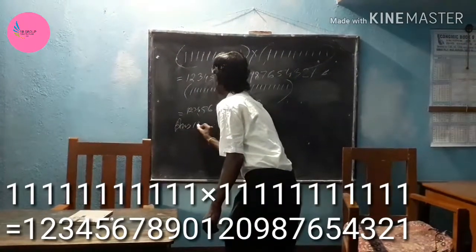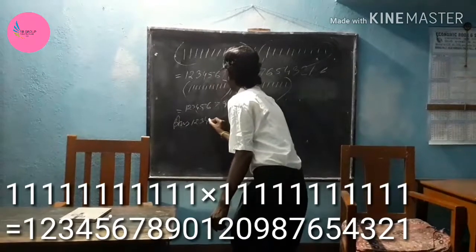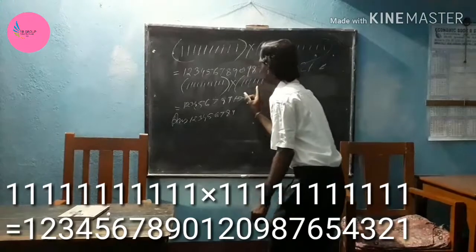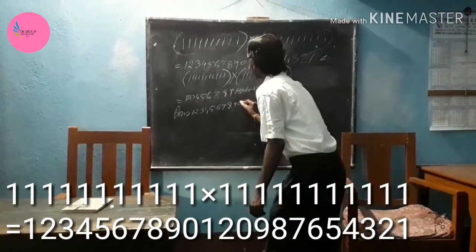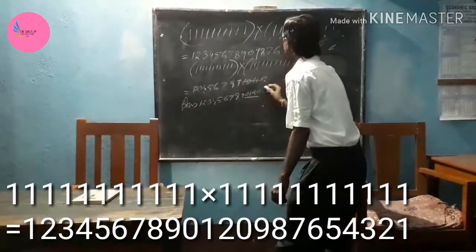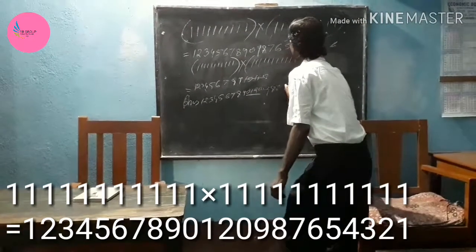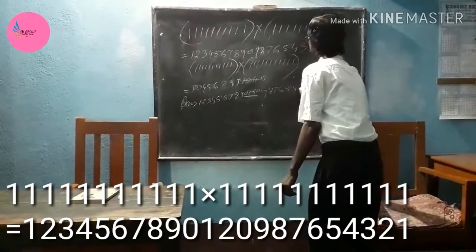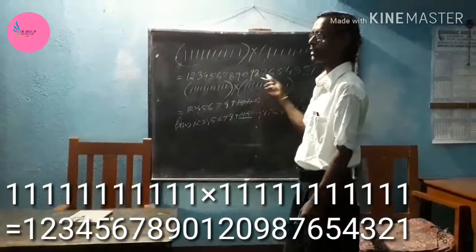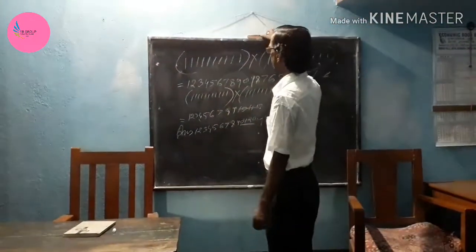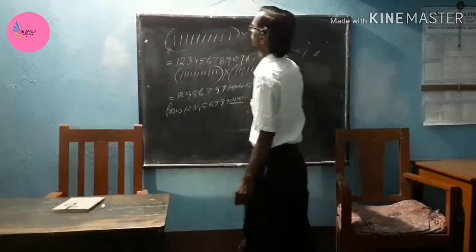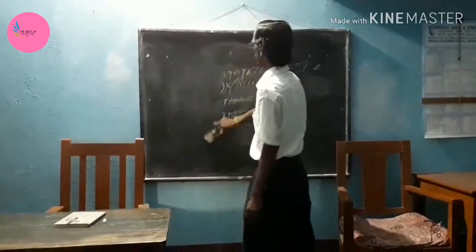1, 2, 3, 4, 5, 6, 7, 8, 9. After that, what will you do? 0, 1, 2, 0. This is the most important. And after that, 9, 8, 7, 6, 5, 4, 3, 2, 1. The answer comes out. I think you understood it very well. In this type of calculation, even crores of crores can be calculated within a moment very fast. Okay, next one.